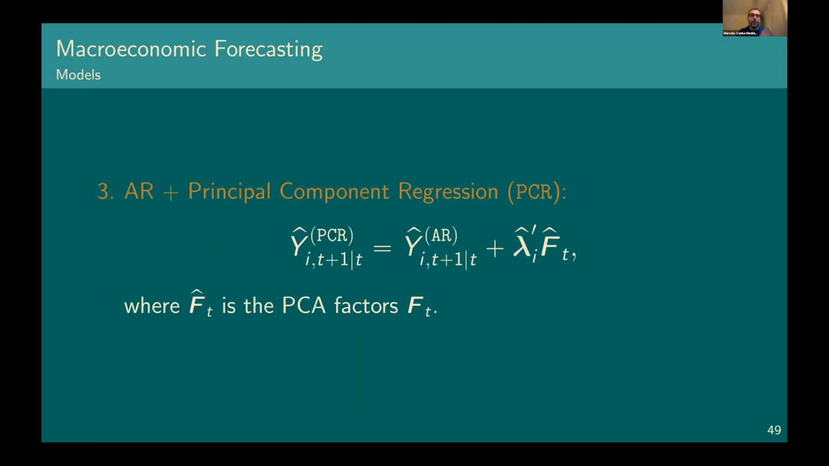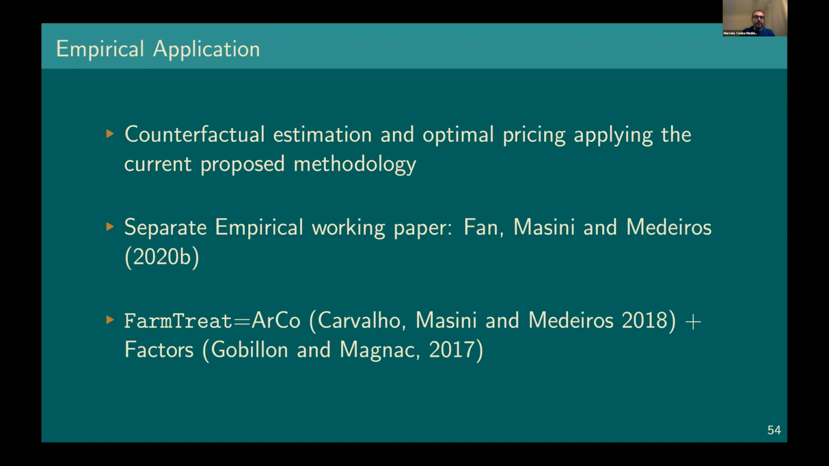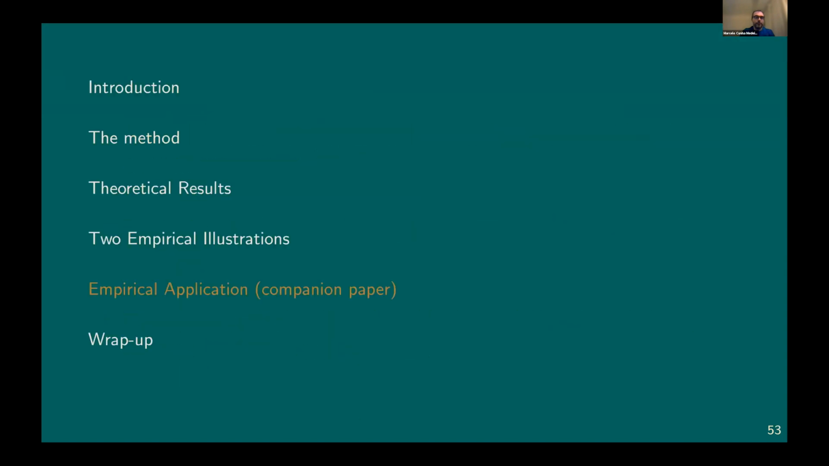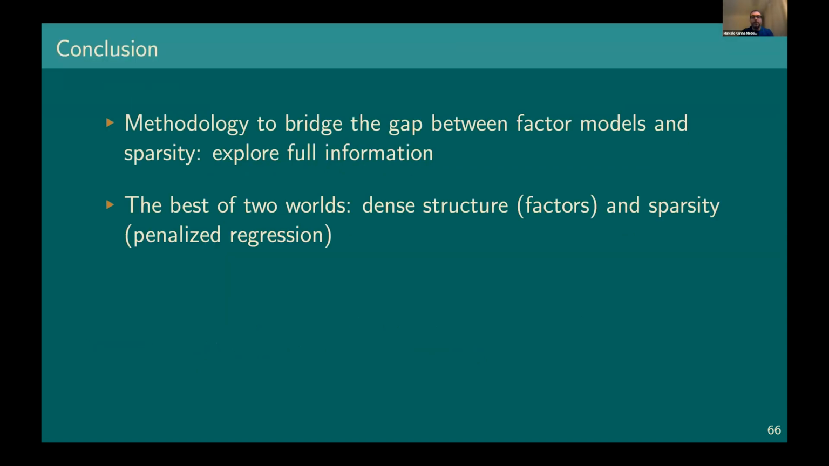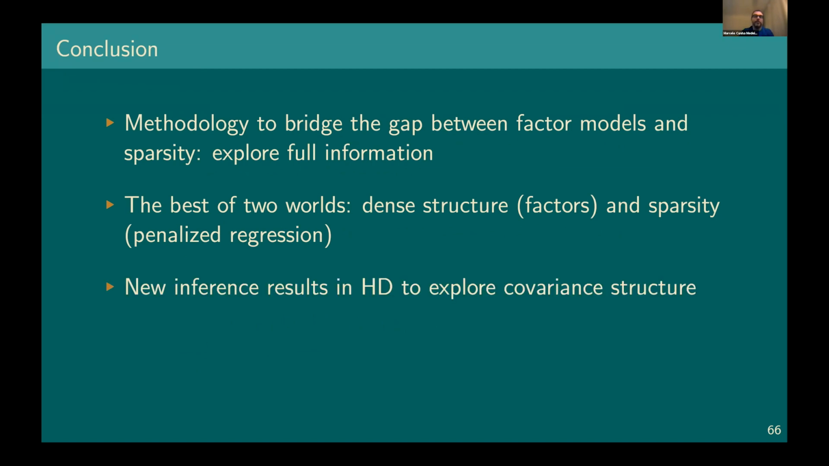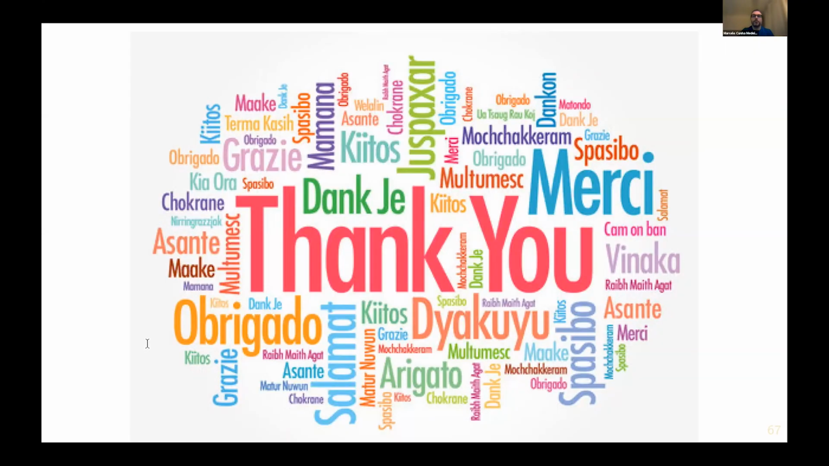And there's a second application on forecasting. But let me wrap up. We have this method to combine the two methods, so we have the best of the two worlds: factors and penalized regression, new inference methods, and you can show applications in treatment effects, forecasting, and network structure. So thank you very much. Please ask questions, complaints, comments.